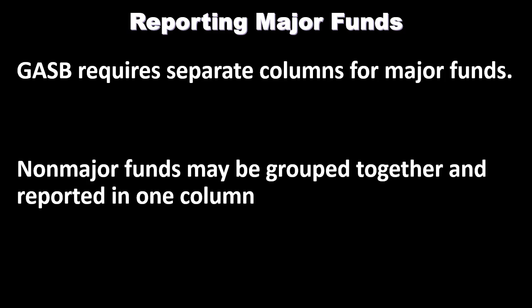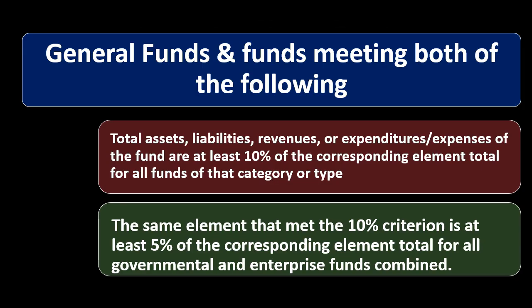Oftentimes, we want to break out what would be considered the major funds and then possibly group together the minor funds in one column. General funds and funds meeting both of the following are going to be the items that are going to be the major funds that we have to break out. Total assets, liabilities, revenues, or expenses of the fund are at least 10% of the corresponding element total for all funds of that category or type, and the same element that met the 10% criterion is at least 5% of the corresponding element total for all governmental and enterprise funds combined.